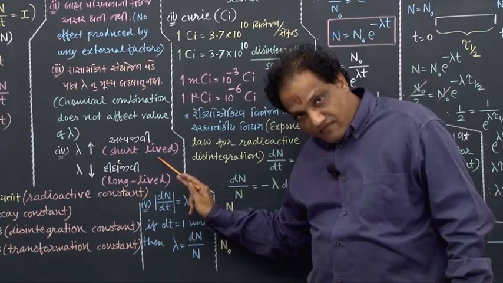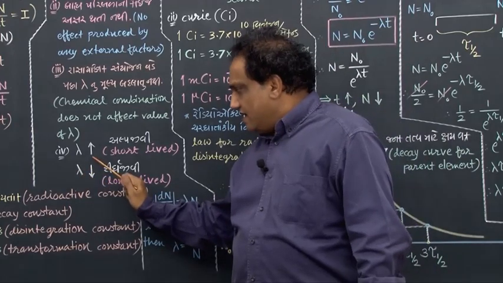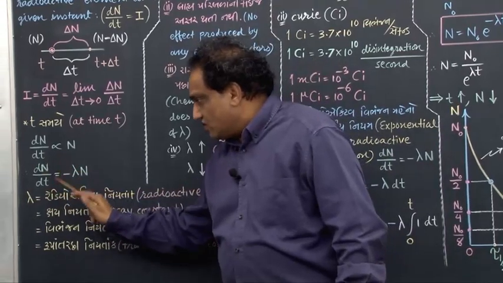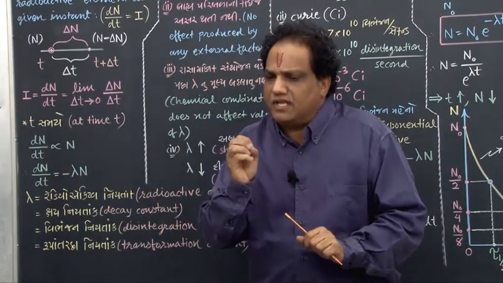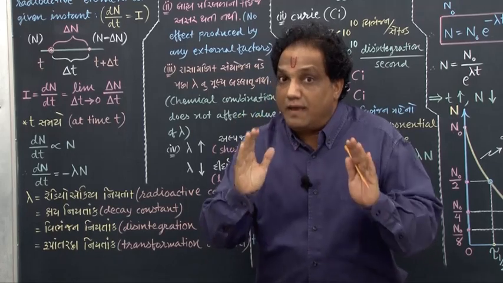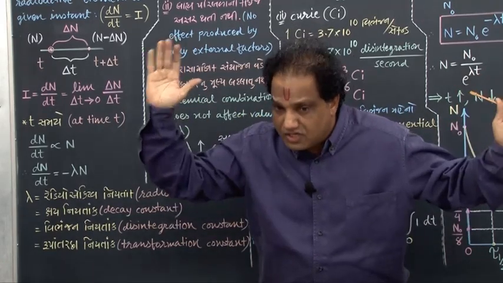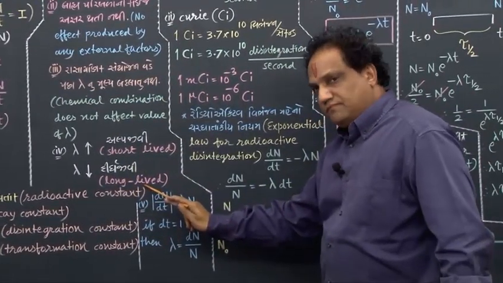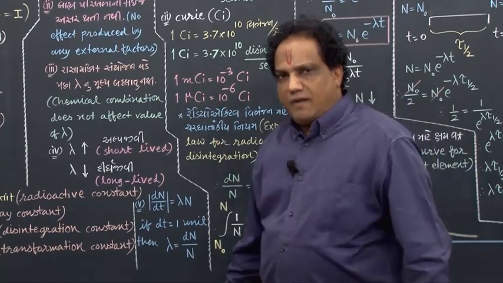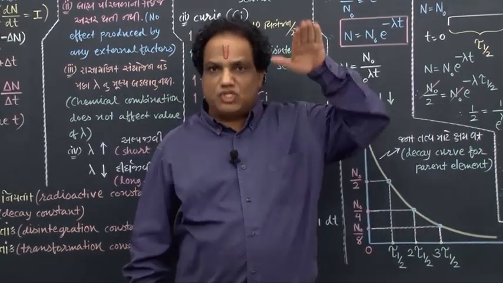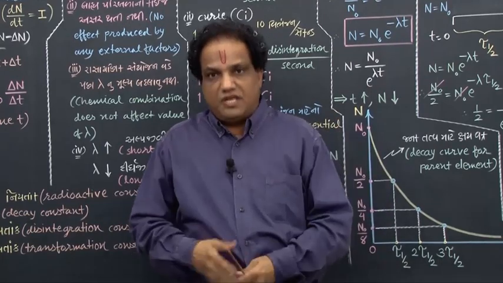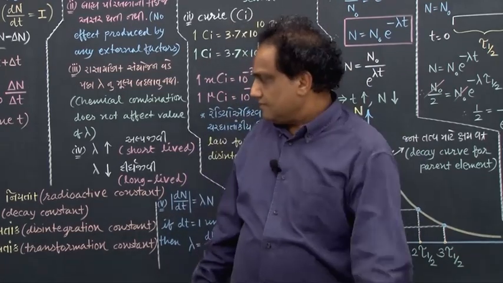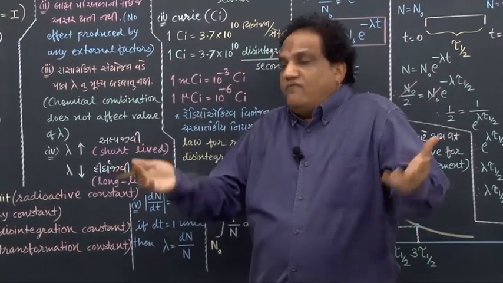And if the value of lambda is very small, then the rate of disintegration would also be very small. Then disintegration will take place slowly, and the lifespan of that element would be very large, meaning it will have a long life. That's why we call it long-lived. Just remember, if lambda is more, the element is short-lived. Reverse: if lambda is less, the element is long-lived. Simple.